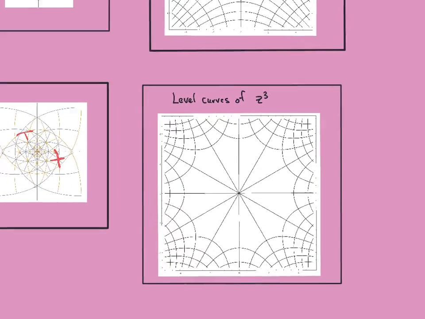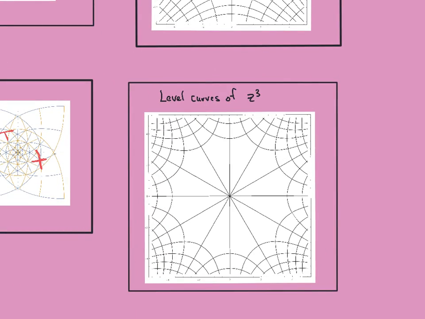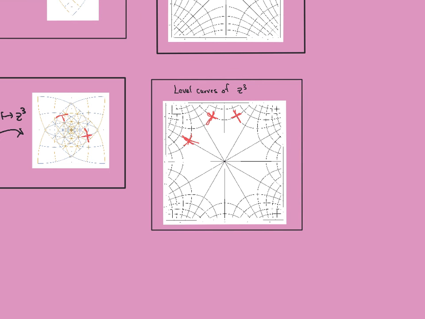And the same thing happens with z cubed. You get this nice picture. So all the different level curves of u and v will be orthogonal to each other. Next, let's talk about some applications to harmonic functions.